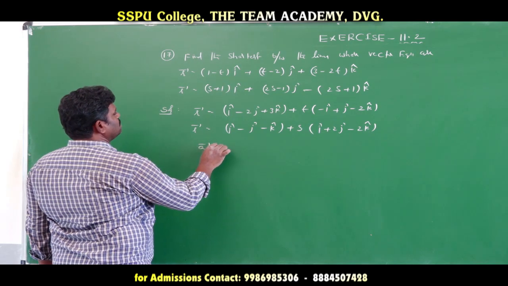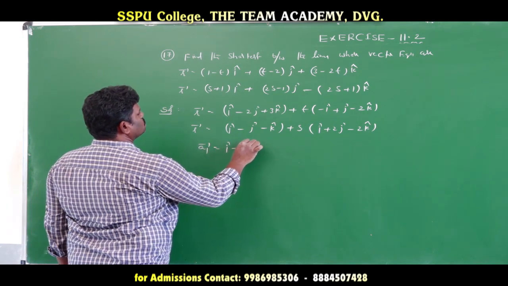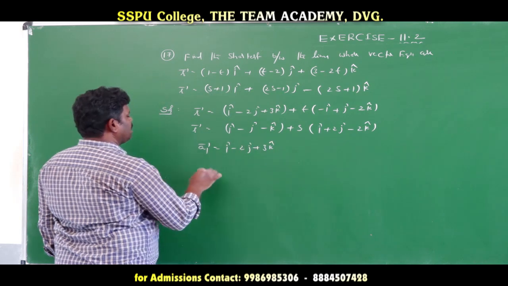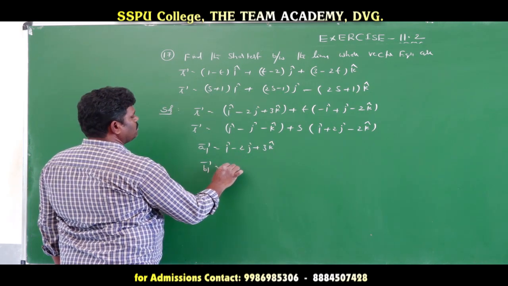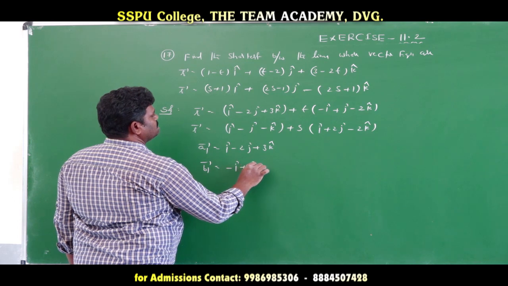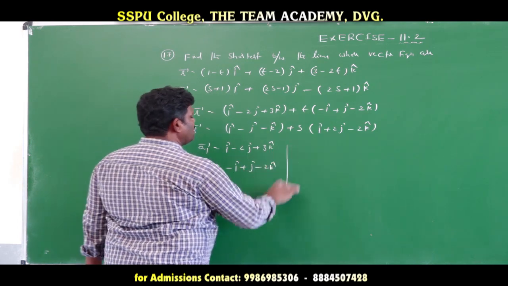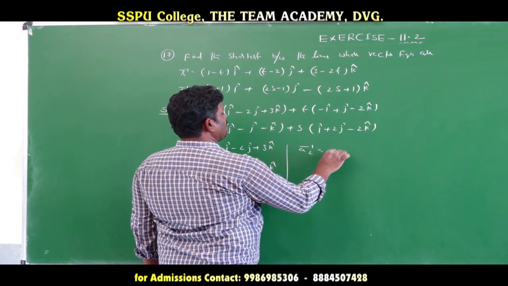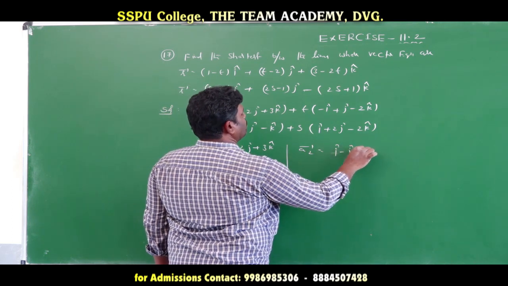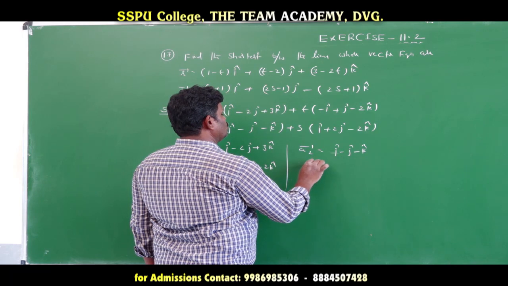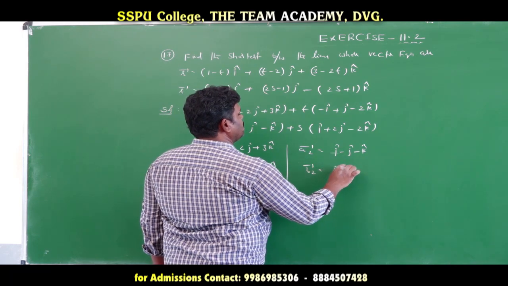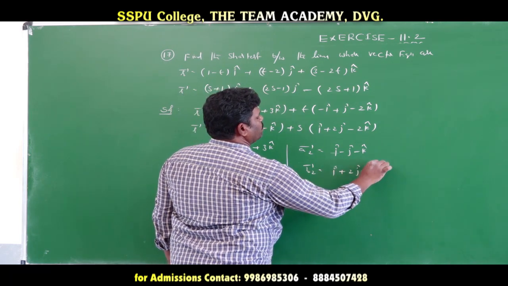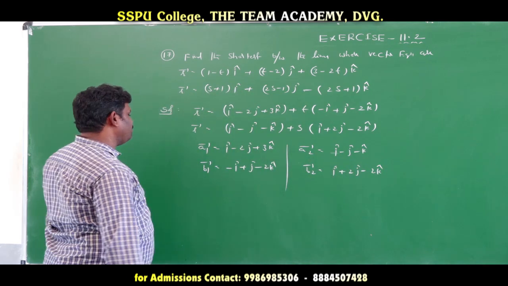A1 bar is equal to i cap minus 2j cap plus 3k cap. B1 bar is equal to minus i cap plus j cap minus 2k cap. Similarly, a2 bar is equal to i cap minus j cap minus k cap, and b2 bar is equal to i cap plus 2j cap plus 2k cap. Then what do we find out here?